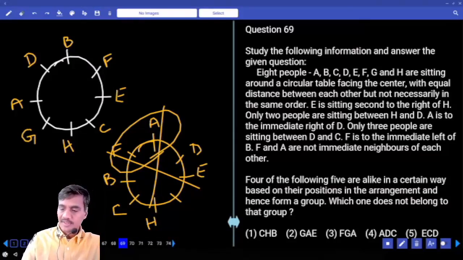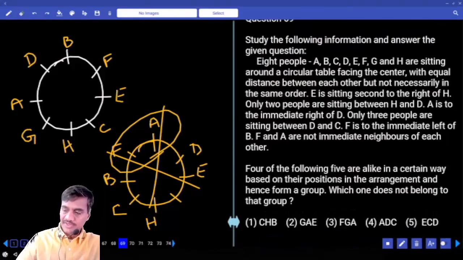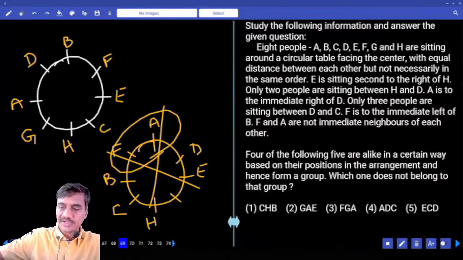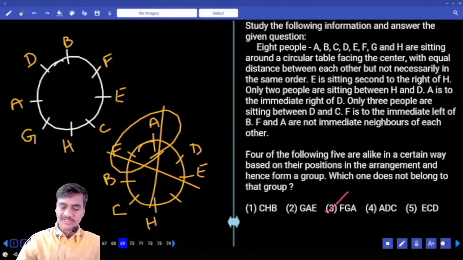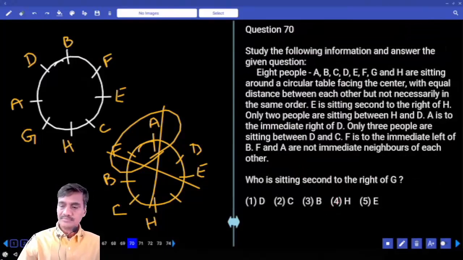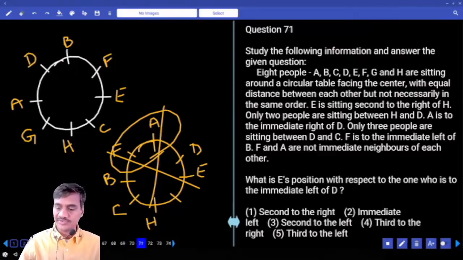Done with this? Four out of the following is nothing but an odd man out. C, H and B. C, immediate left, opposite is B. G, immediate left, opposite is E. F, immediate left hand side. Hence what is your answer? Choice 3, question number 69. Then 70th. Who is sitting second to the right of G? C, that is choice 2, question 70.